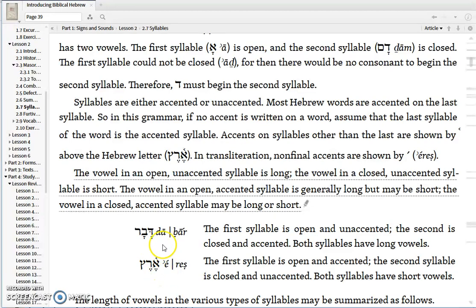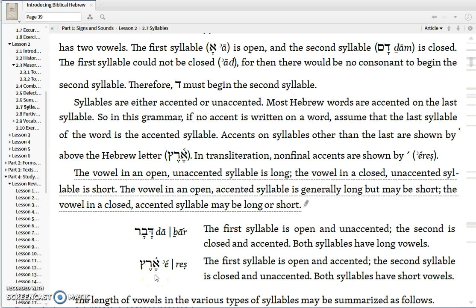And so this is the way it works. When you have an accented closed syllable, the vowel is usually short, bar. But when you have an unaccented open syllable, the vowel is usually long, da. But then it reverses here. The kamatz, remember, is a long a.